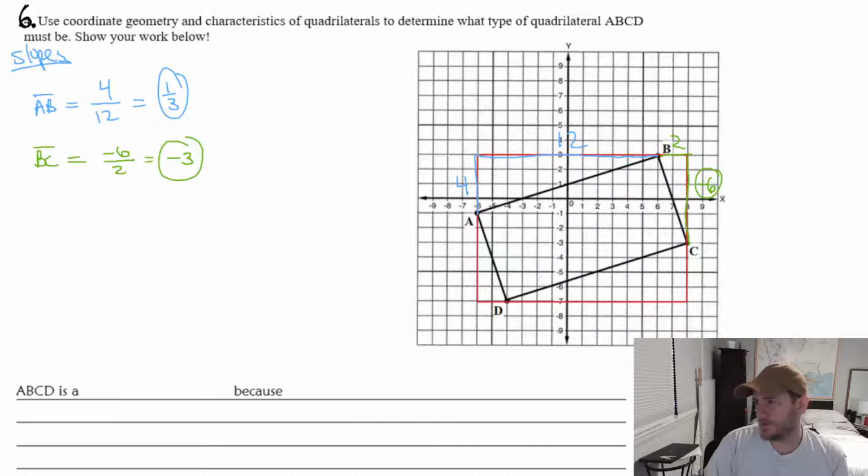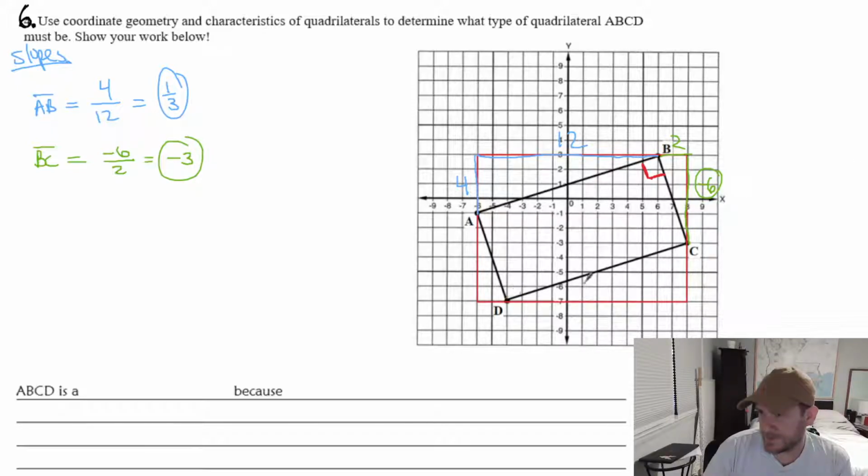So you should know something about that, by the way. These numbers are opposite reciprocals. So that actually just proved that angle B was a right angle. So if you guys were thinking this was a rectangle, it might be. We've got one right angle so far. Let's see if we can prove that all the others are also right angles.